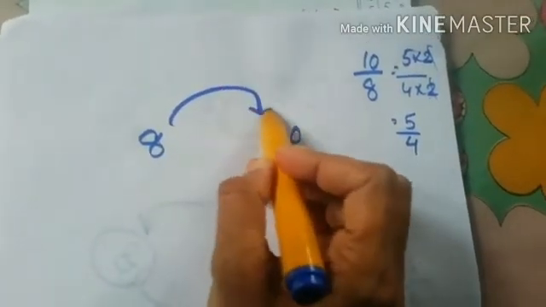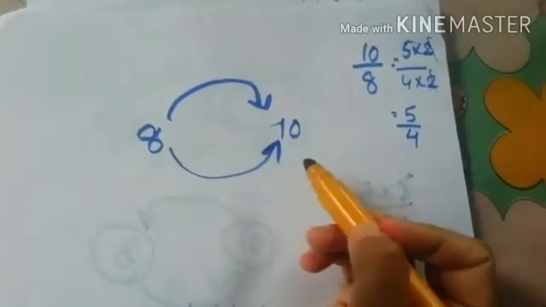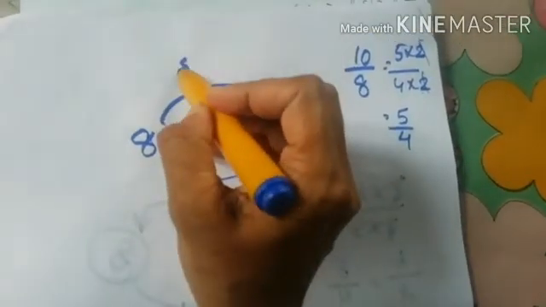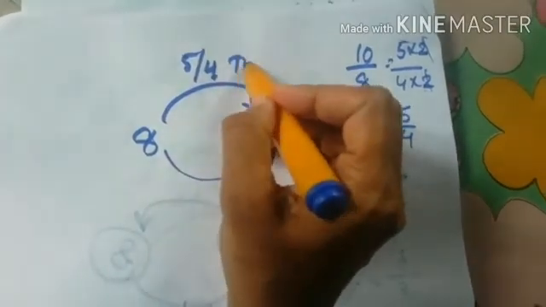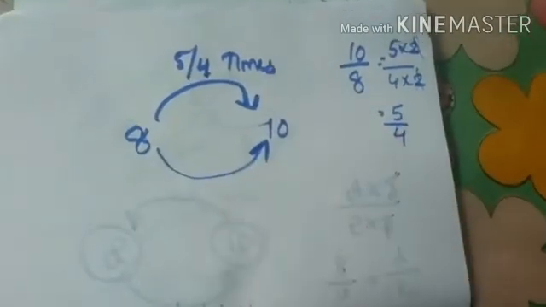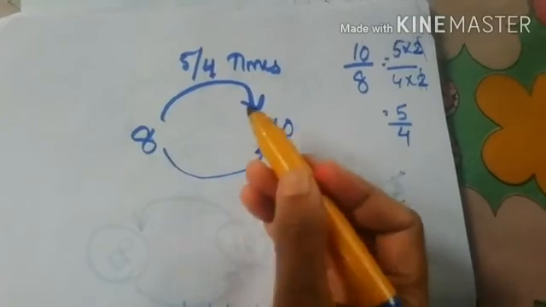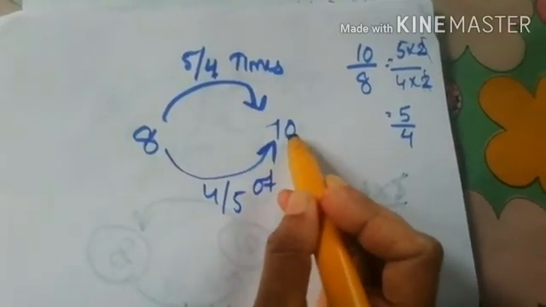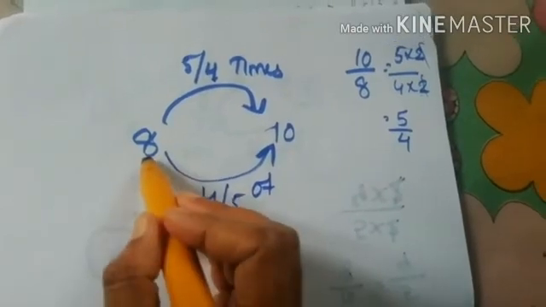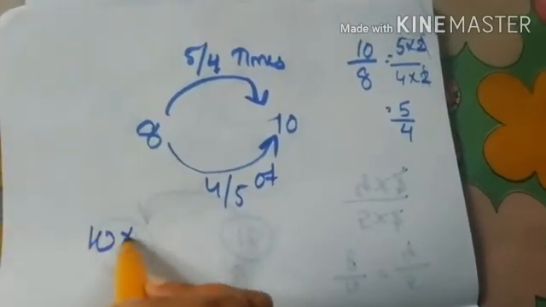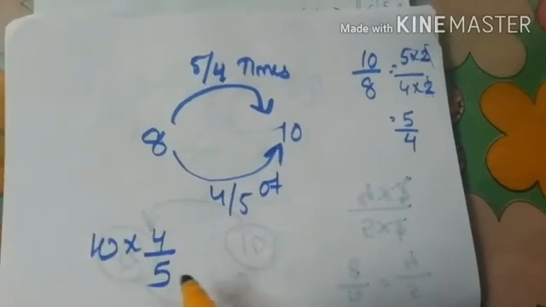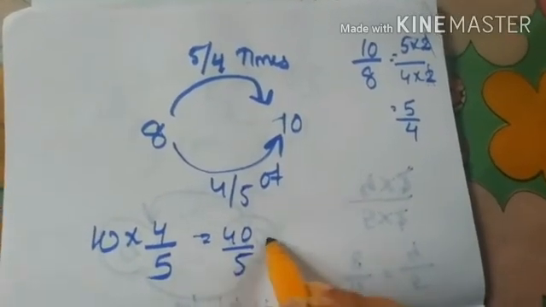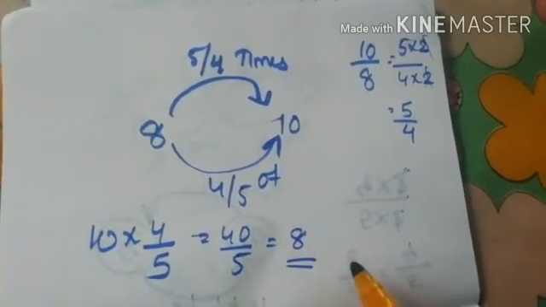Then we need to find out what is times and what is of. 8 is 5 by 4 times of 10. And the next should be 4 by 5 of 10. 4 by 5 of 10 should be 8. Let's check: 10 into 4 by 5, we get 40 by 5, which is equal to 8. Okay.